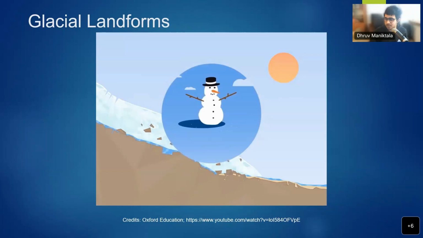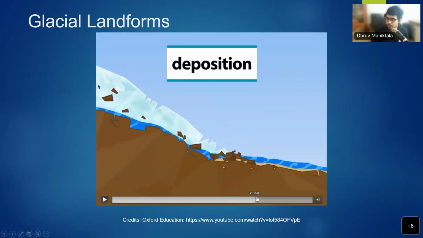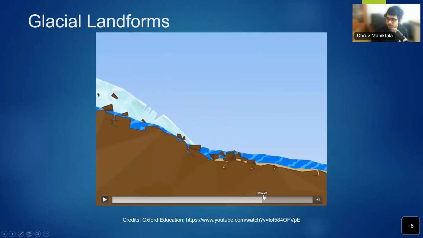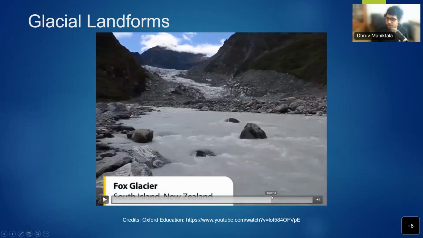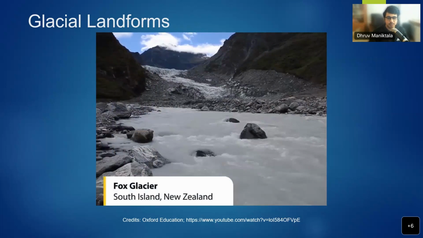The sediments and the rocks, everything gets deposited, which is called glacial till. So here's the process of deposition. And here we can see some till, which is the part which is left behind after the glacier has melted. And the water that has melted forms streams and rivers, which flow downhill and basically help in agricultural purposes or other societal requirements.